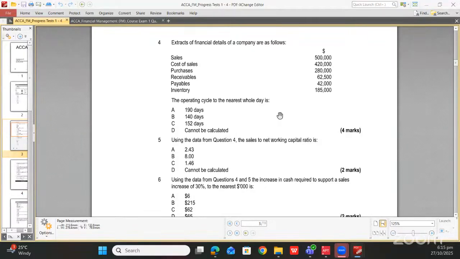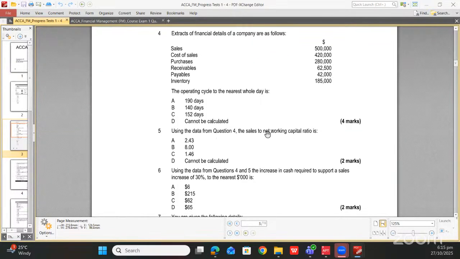But to get the numbers, for inventory days it would be 185 over 420 times 365. That would give you 161. Receivables days would be the 62,500 over the 500,000 times 365, giving you 46. And the payables days would be the 42,000 over the 280,000 times 365, giving you 55 days. So it would be 161 plus 46 minus 55, giving you 152 days. So for question 4, the answer would be C.